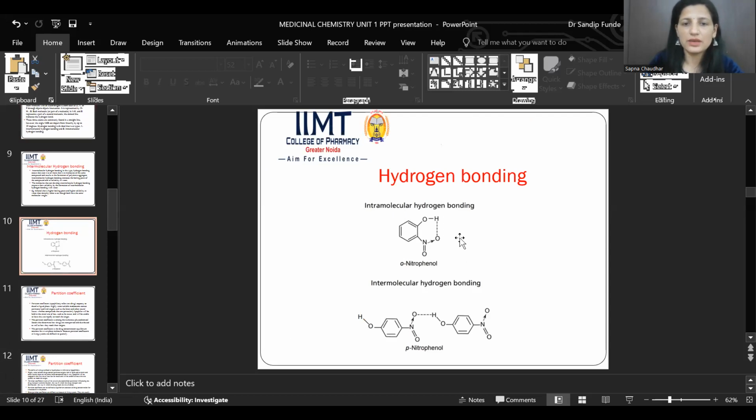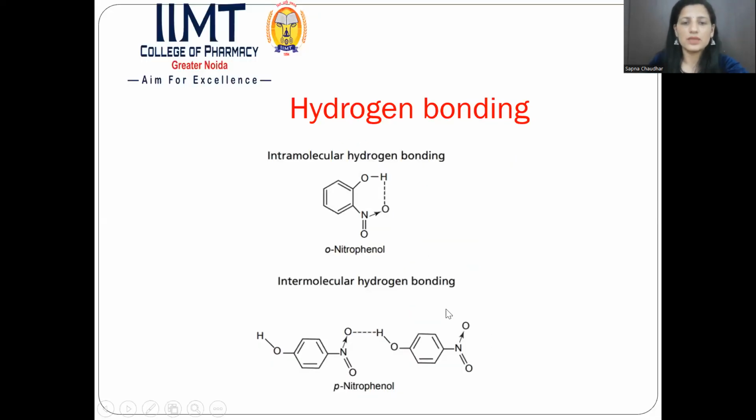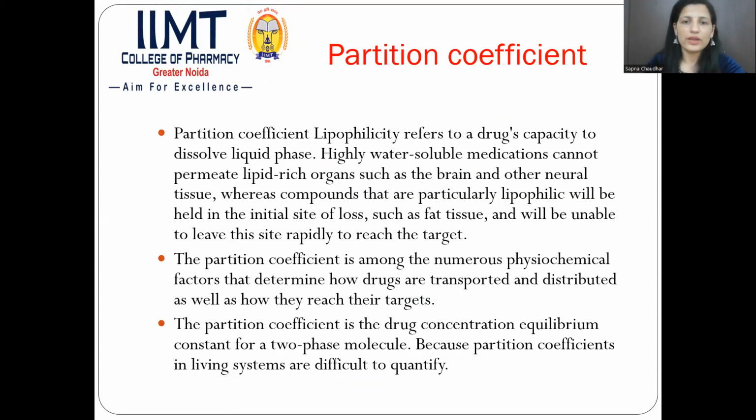Sorry for the interruption. This is the example of hydrogen bonding. Here is one example, like orthonitrophenol, which indicates intramolecular hydrogen bonding. In the orthonitrophenol structure, the oxygen of the nitro group forms a bond with the hydroxyl group, which is denoted by the dotted line. In the second example, intermolecular hydrogen bonding, two molecules of para-nitrophenol form a bond between the molecules, which is also denoted by the dotted line.